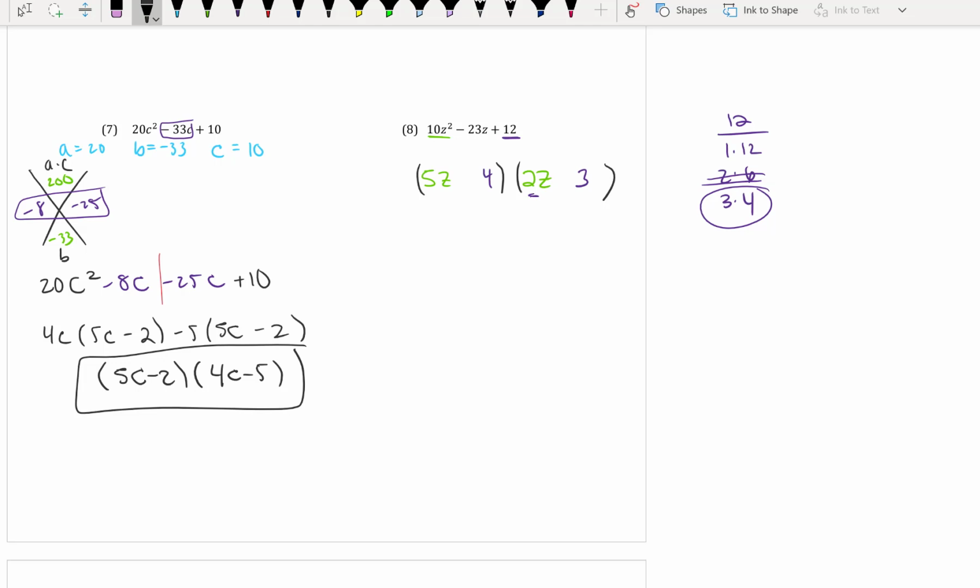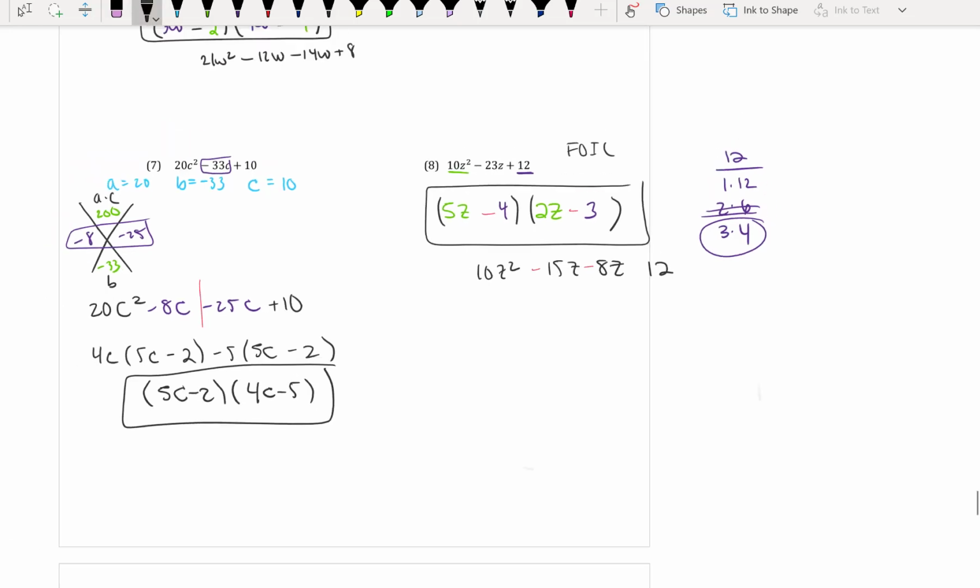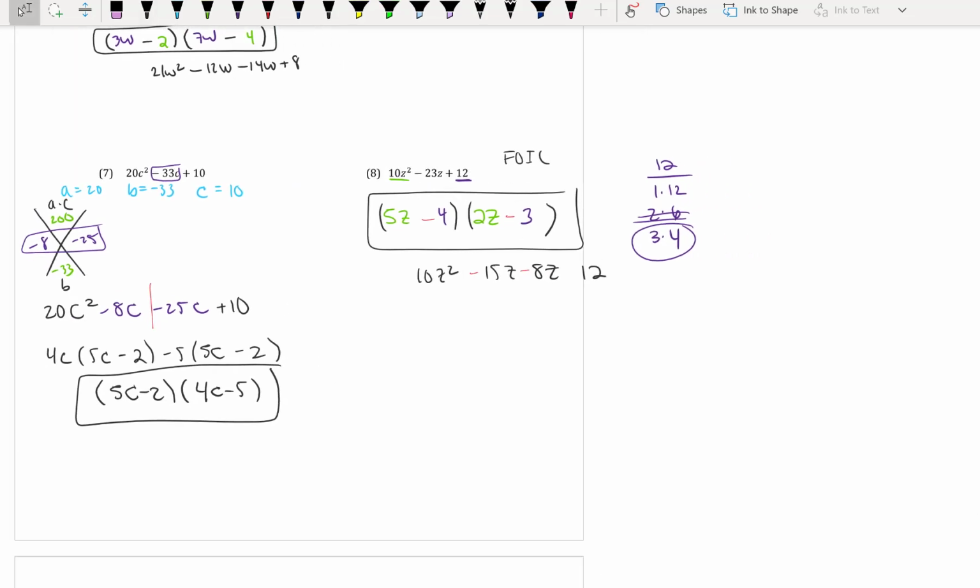So let's check, and by checking, I mean let's FOIL to see if this works out. So 5 times 2 is a 10z squared, and I have 5z times 3, which is a 15z. I also have an 8z and a 12. So can 15 be added to 8 to give me a 23? Yes, it can, but only if these both were negative. So if both of those were negative, negative 4 times negative 3 is a positive 12. So I was able to guess and check for number 8.